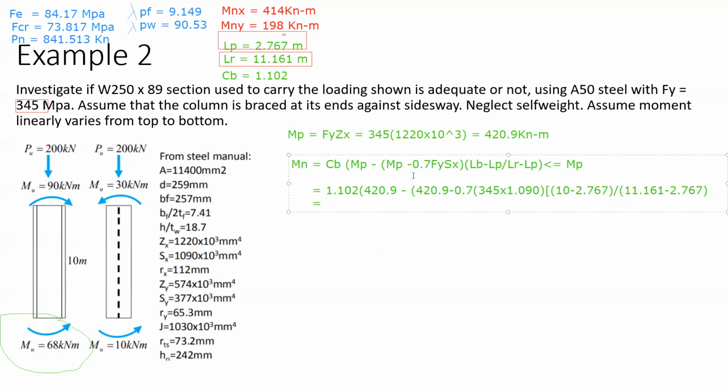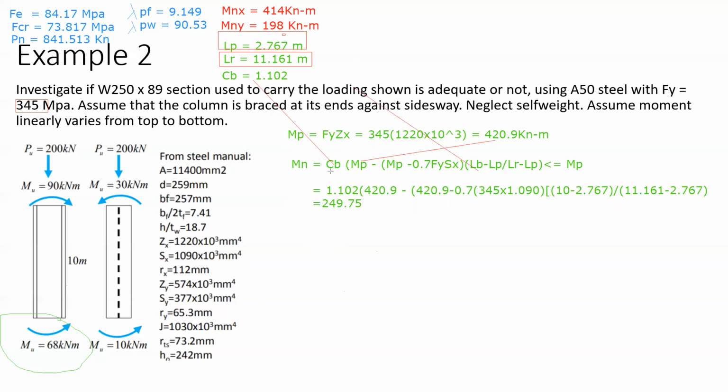So, 249.75. Okay? So, when we check, this is where it comes from. So, CB came from the value of CV, 1.12. MP is 420. This is what we solved.